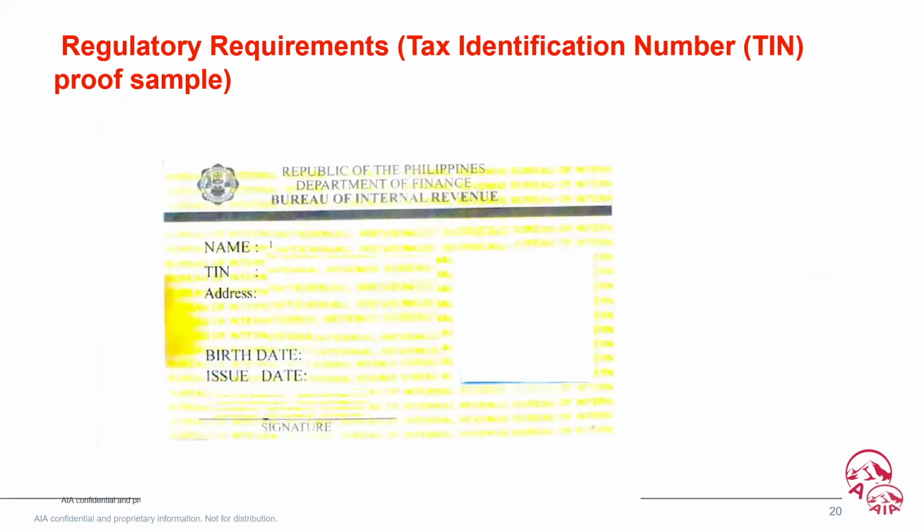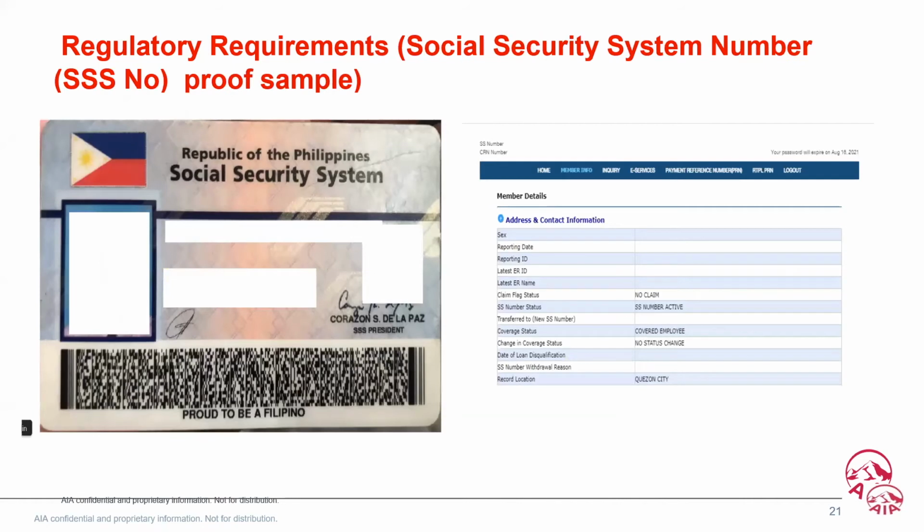Okay. Next one, this is just a sample of TIN proof. Yan po yung mga common na binabalik din natin. And this one, SSS proof and yung online. May tanong po, UMID ba tinatanggap? Hindi po. Hindi po siya tinatanggap ni Insurance Commission kasi it does not bear the SSS number.